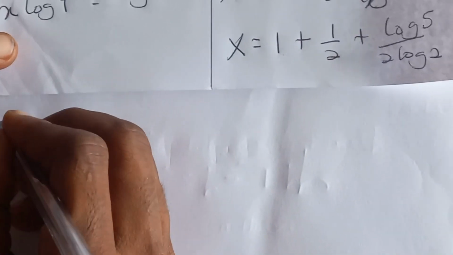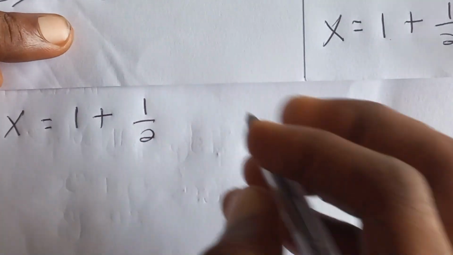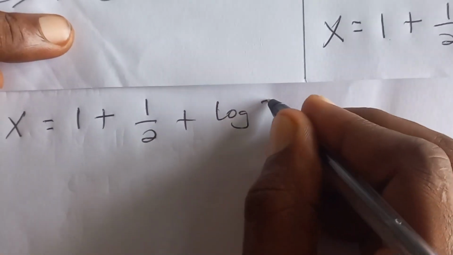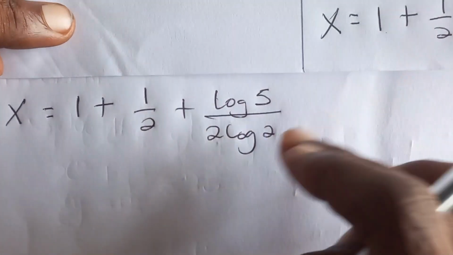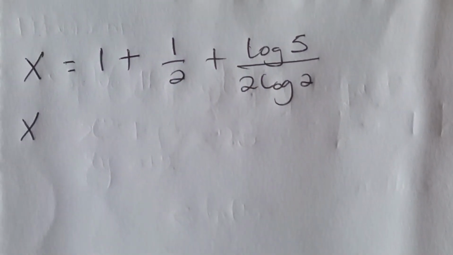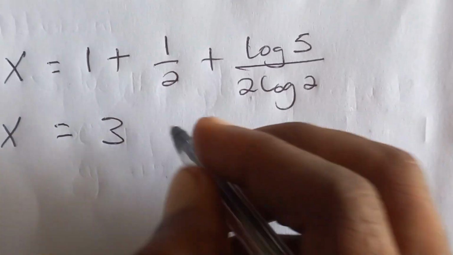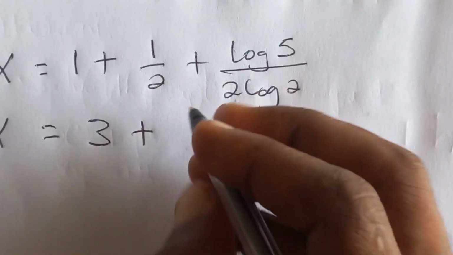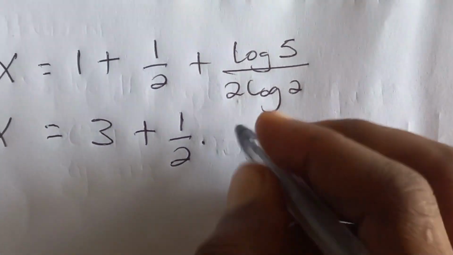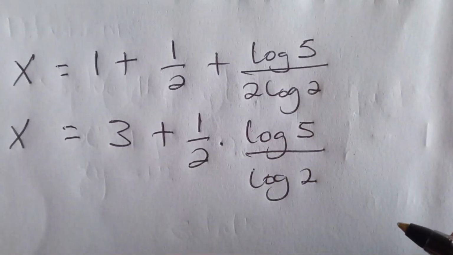So now we can say that x is equal to 1 plus 1 on 2 plus log 5 on 2 log 2. Okay, this is what we're having. So now 1 plus 1 on 2, we are getting 3 on 2. So plus, here we can factorize 1 on 2 out. So we get 1 on 2 multiplied by log 5 on log 2, like this.